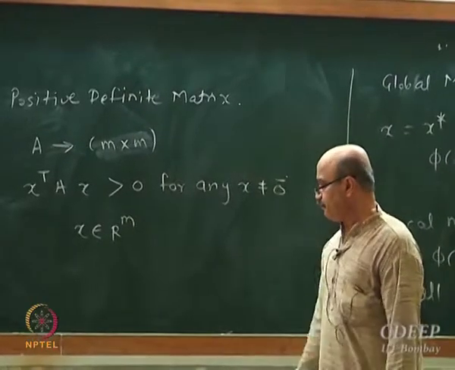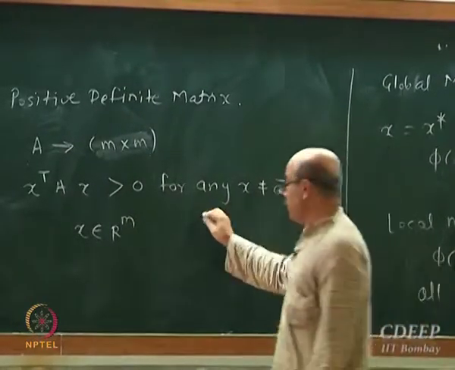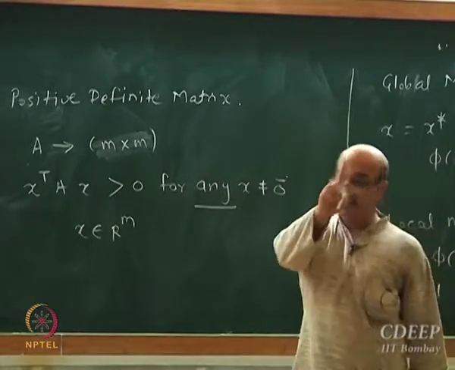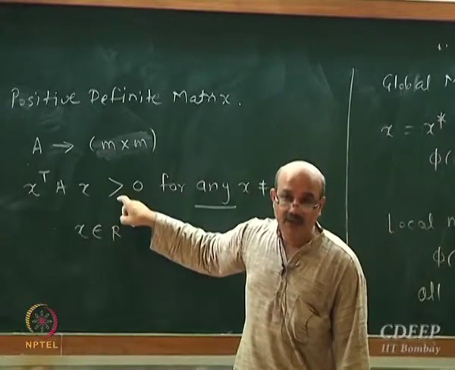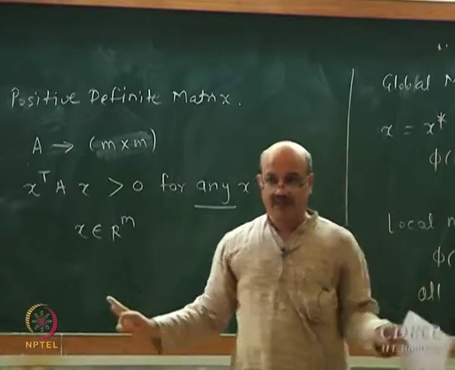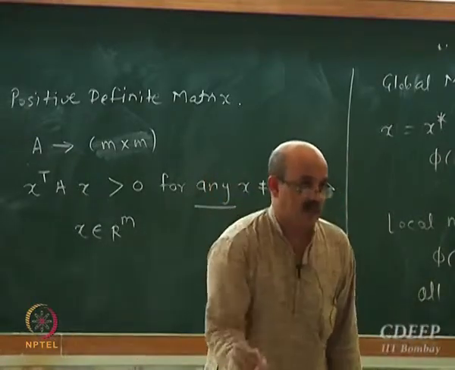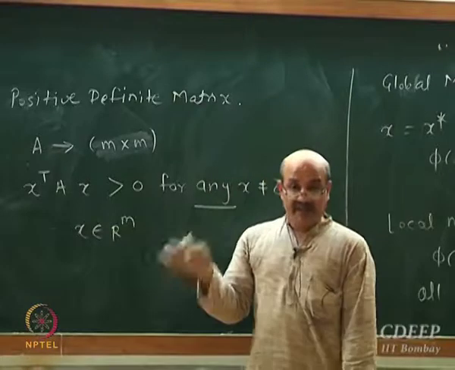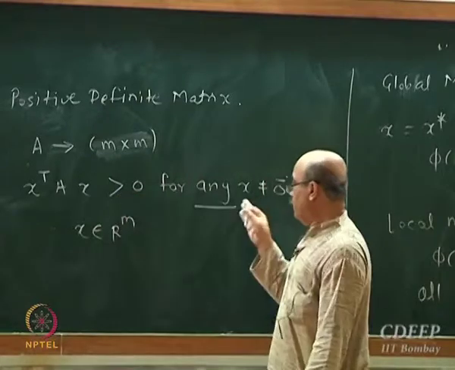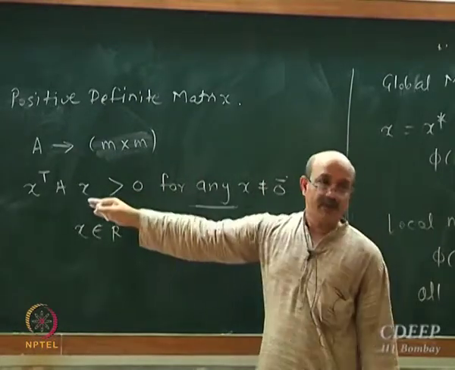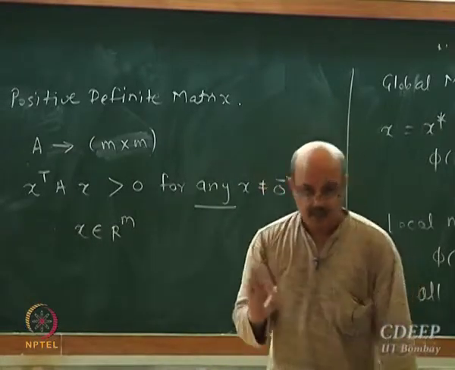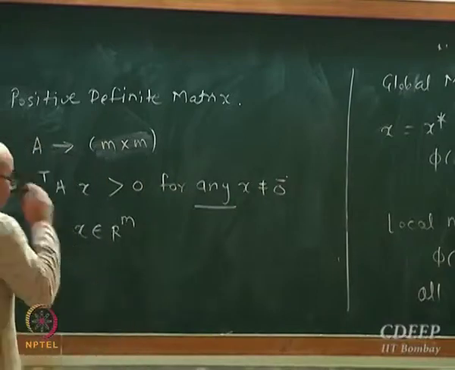So m cross m. The most important word here is for any x. Even if you find one x for which this is equal to 0 or less than 0, the matrix is not positive definite. So this is the fundamental definition of positive definiteness. Give me any vector in the space, x transpose Ax is greater than 0 when x is not equal to 0. When will this be equal to 0? Only when x is equal to 0. Remember that.